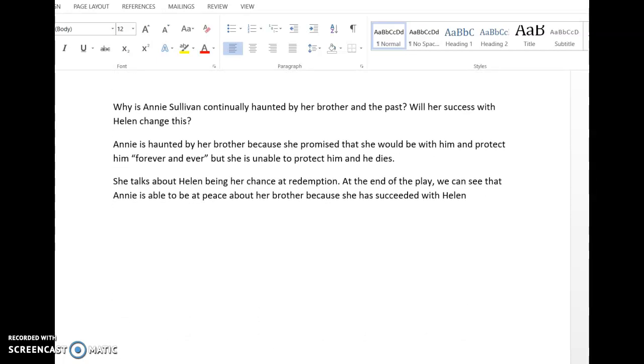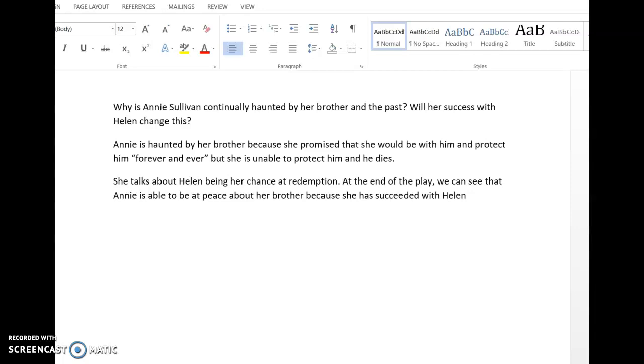All right, and lastly, why is Annie Sullivan continually haunted by her brother and her past? Will her success with Helen change that? I asked you why Jimmy was important in one of the early worksheets. He's important to her because she is kind of haunted by her brother. She promised him that she would protect him, be with him forever and ever. That line keeps coming up in the play, in the scenes where she's hearing her brother's voice. But she's unable to protect Jimmy and he dies. So because of this, Helen is sort of her chance at being redeemed for not being able to protect her brother or to be able to take care of him when she promised she would.